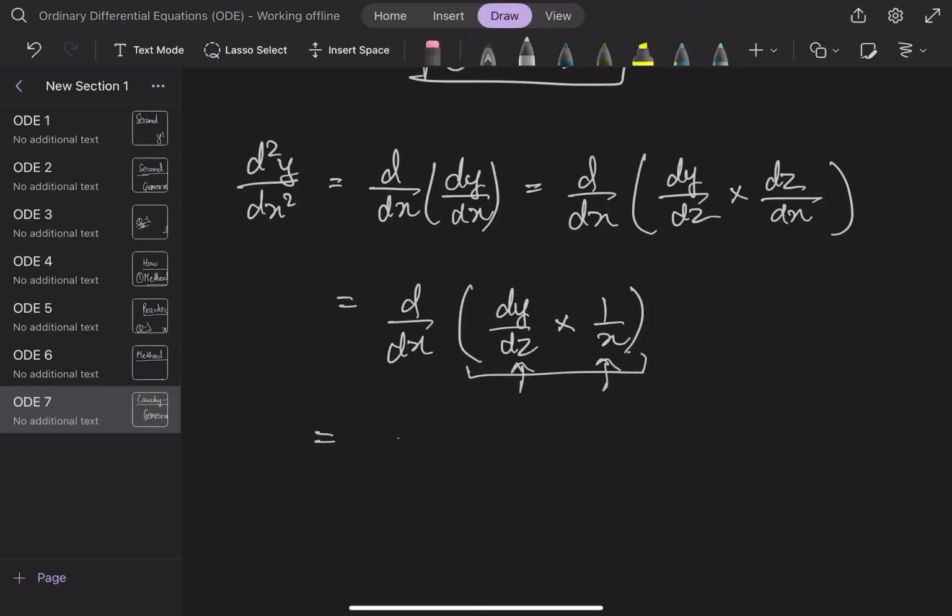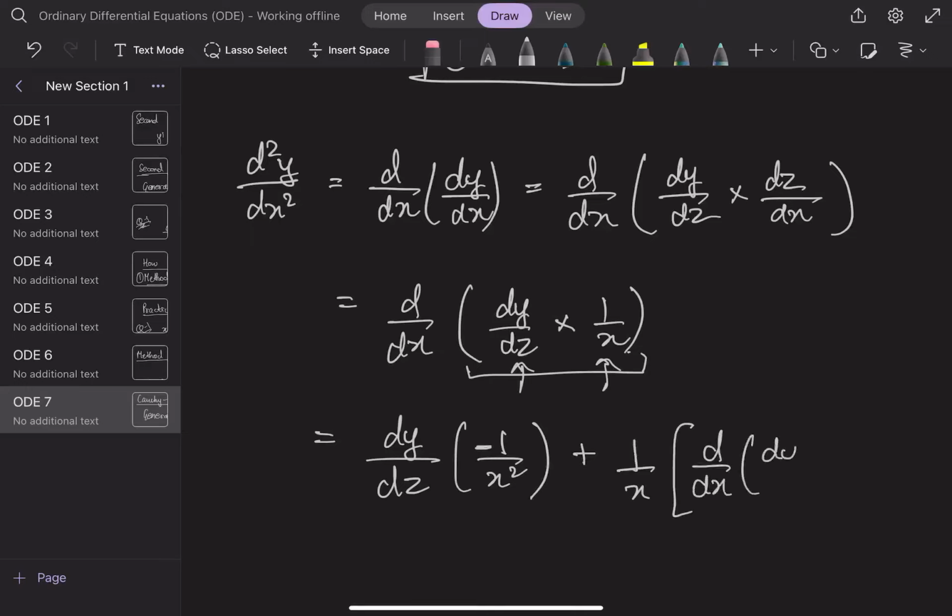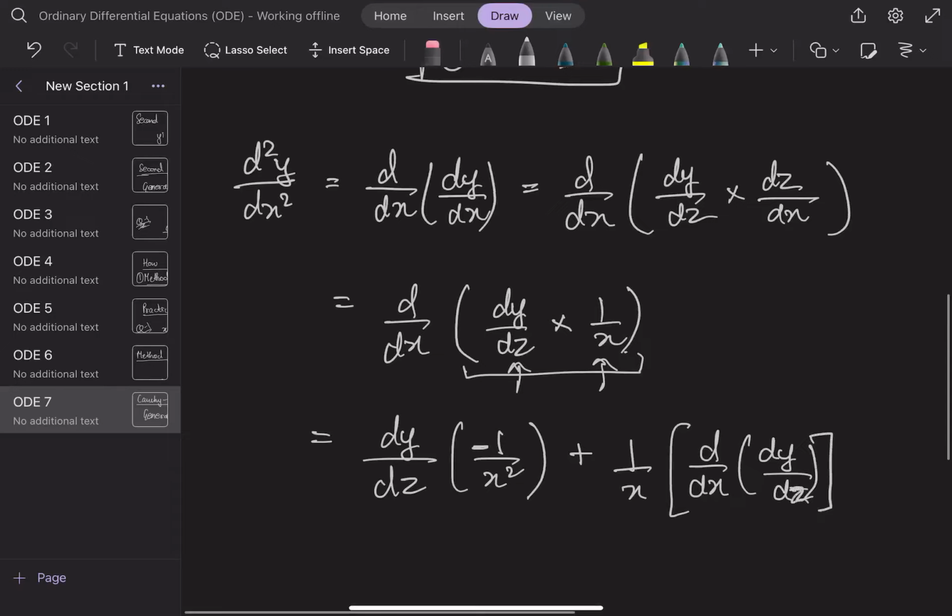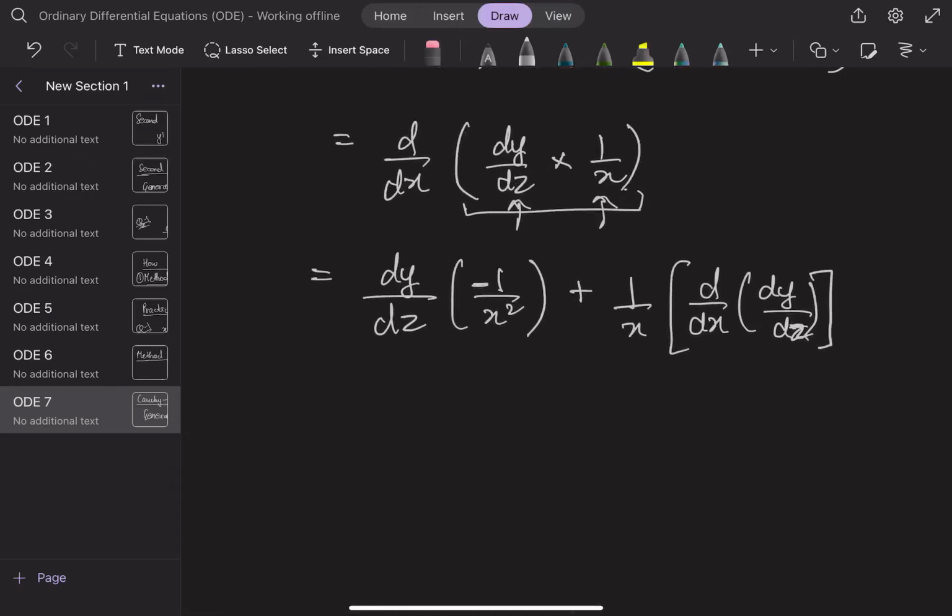This is the first part, this is the second part. So we're gonna ignore the first one and differentiate the second one, that is minus 1 by x square. And then we're gonna ignore the first one, and the second one becomes d by dx of dy by dz. I've simply applied the product rule to these two. So let's look at this term first. Let the 1 by x be outside. So what does it mean, d by dx of dy by dz? We can simply apply chain rule over here.